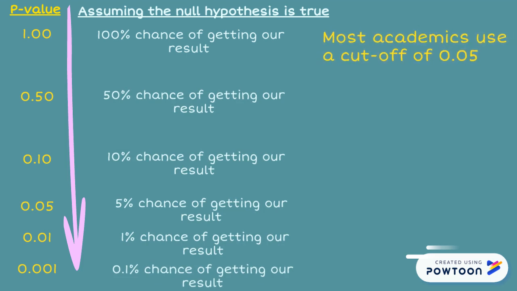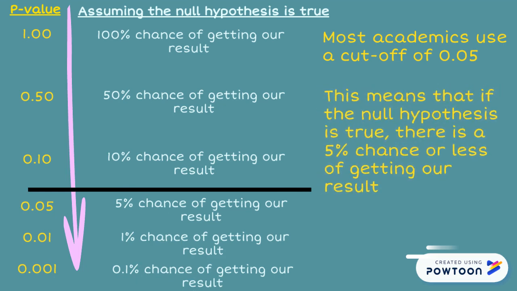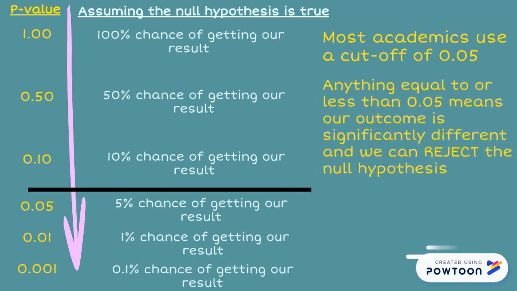Most academics use a cutoff of 0.05. This means that if the null hypothesis is true, there is a 5% chance or less of getting our result. Anything equal to or less than 0.05 means our outcome is significantly different and we can reject the null hypothesis.